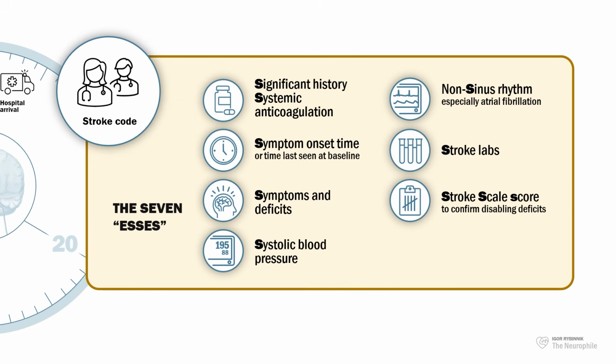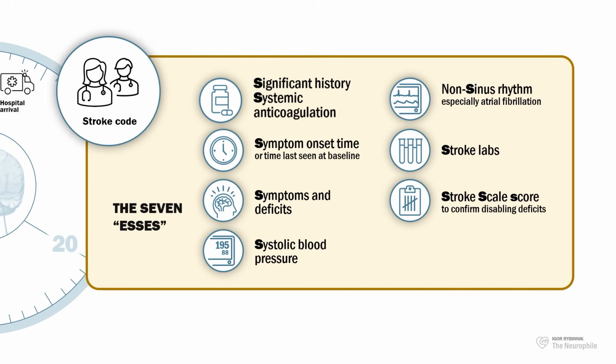Once the stroke code is called, remember to focus on the 7 Esses. Significant history, like stroke risk factors, and especially the use of anticoagulants and the time of last dose. Knowing this information will help you assess the risks of fibrinolytic therapy.